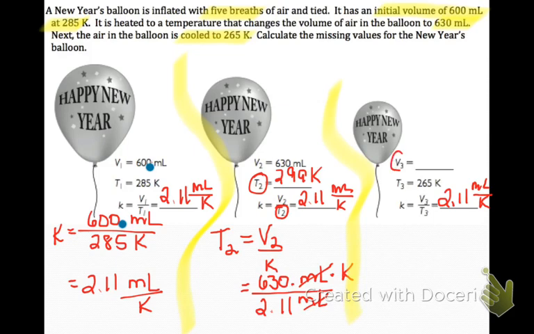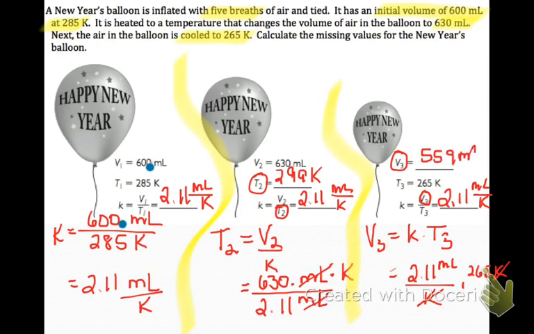If we want to isolate V3 in our equation, we want to get V3 all by itself. So V3 is equal to K times T3. So we know we have 2.11 milliliters over Kelvin times T3, which is 265 Kelvin. Cancel out your Kelvins, and you're left with milliliters, which is good because we actually want volume. Plug this into your calculator, and we end up with 559 milliliters. And if you're having trouble with isolating variables, go ahead and talk to your math teachers too. They're there to help you as well.